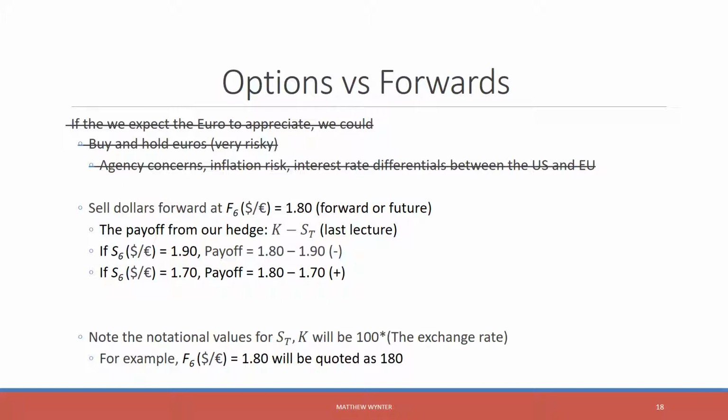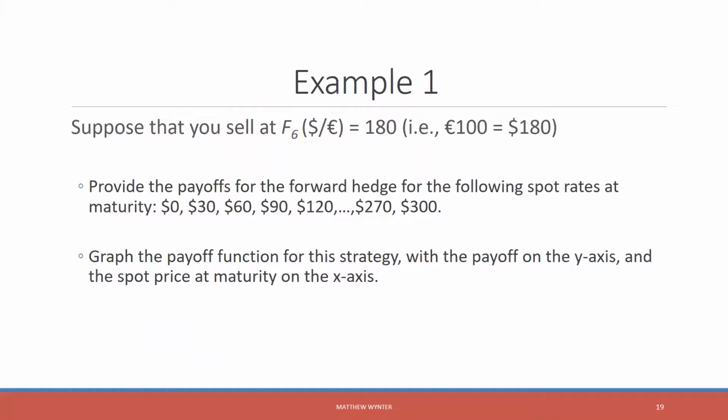Okay. So the one thing I want to point out is that when we're talking about options on currencies and futures on currencies, the notional values are going to be multiplied by 100. So our 6 month forward for the dollar to euro is 1.8. We're going to quote that as 180. So that's why I've been saying 180 and 190, just to make sure we're clear on what the notation is.